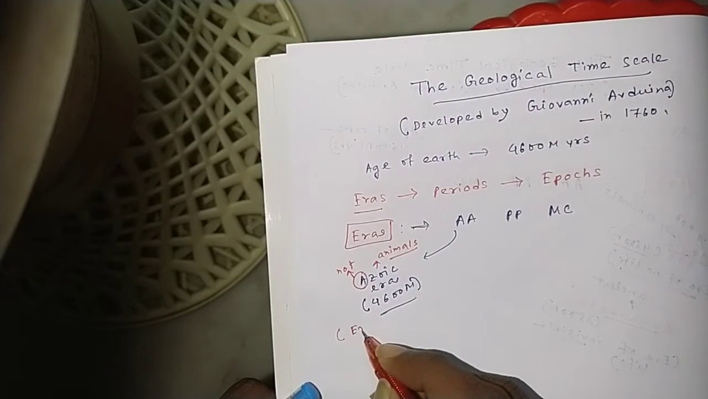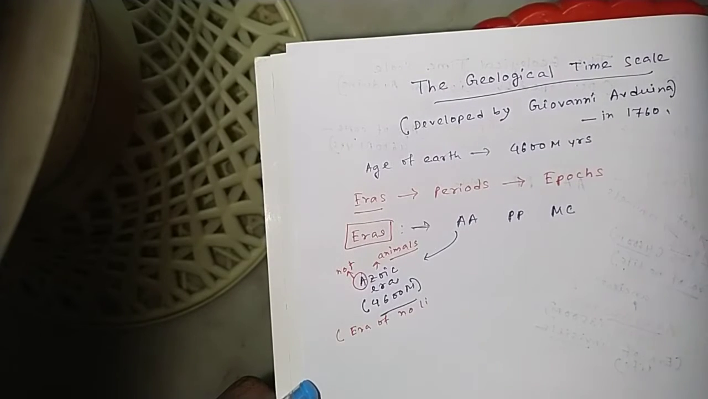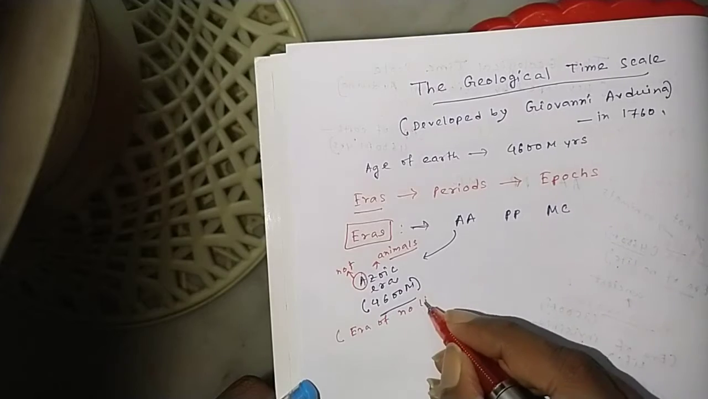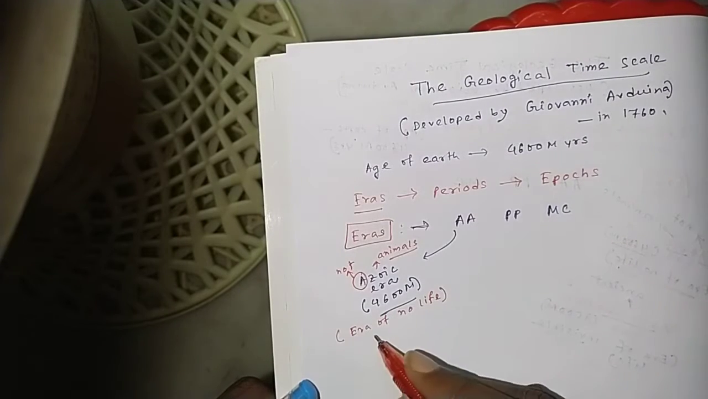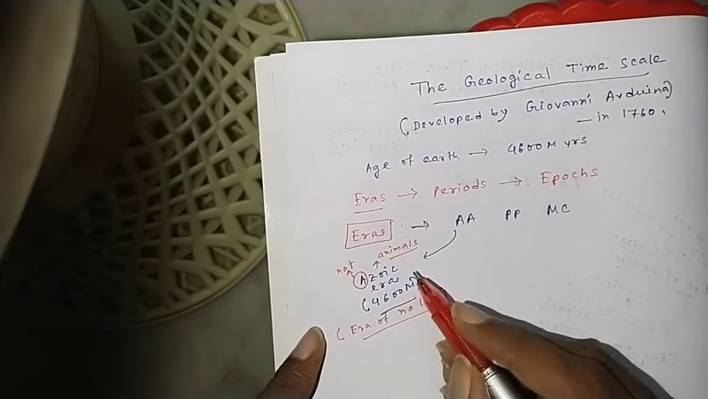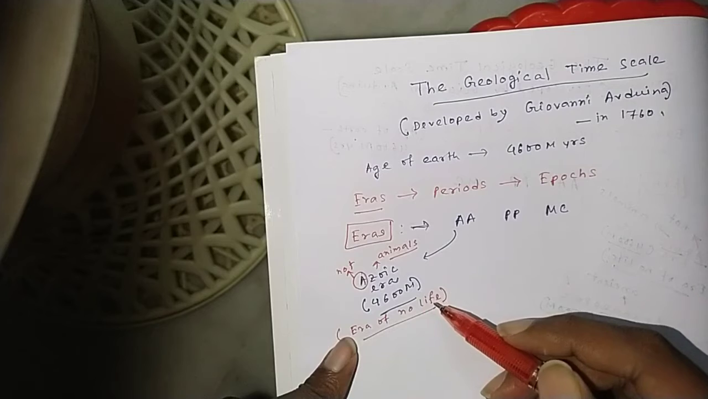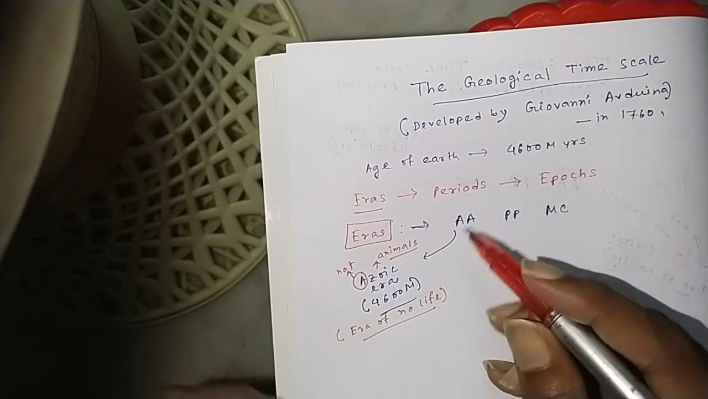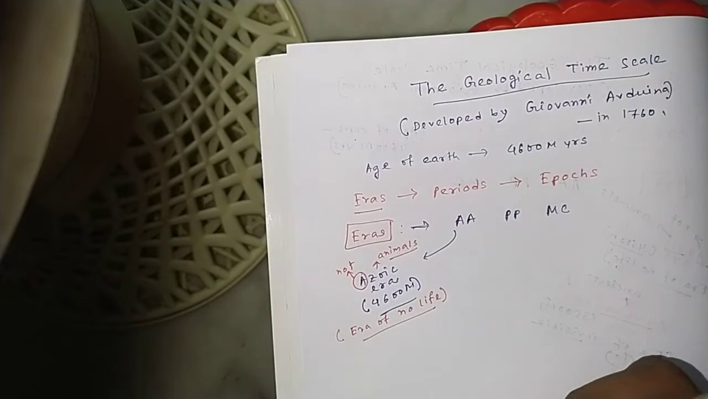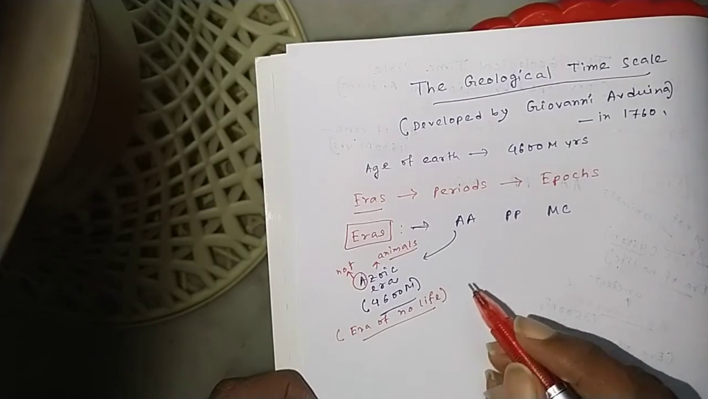So that's why it is called the era of no life. Basically it was the time when Earth formed, so it is very easy to say that life will not be available at this point of time.